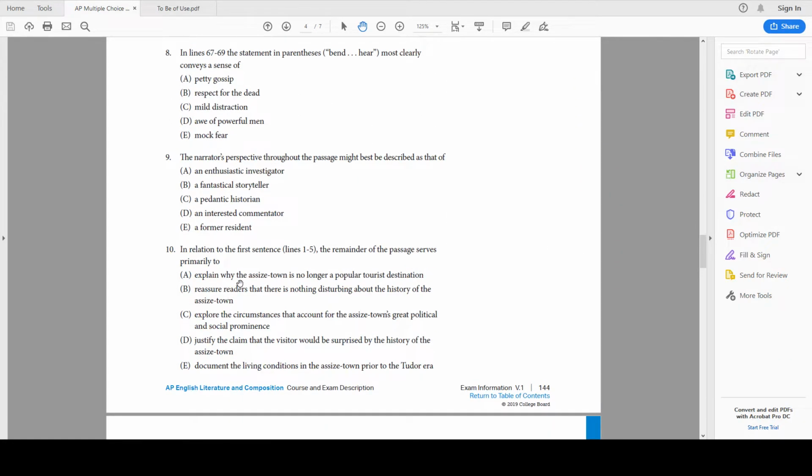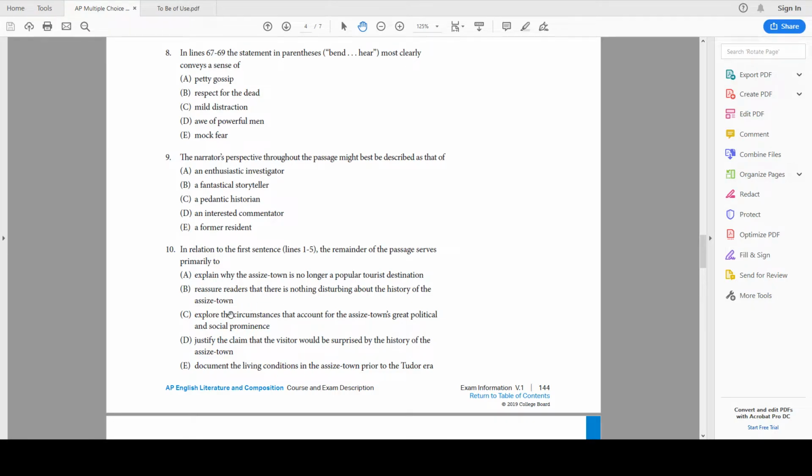The remainder of the passage serves primarily to explain why the ass-sized town is no longer a popular tourist destination. We never talked about tourism. Reassure readers that there is nothing disturbing about the history of the ass-sized town. I don't know. I mean, we read some disturbing stuff, like, you know, robbers being forced into the street by narrow passages, no lights on the streets, people leaving. And frankly, lines 1 through 5 kind of make fun of the town, so B's wrong. Explore the circumstances that account for the ass-sized town's great political and social prominence.